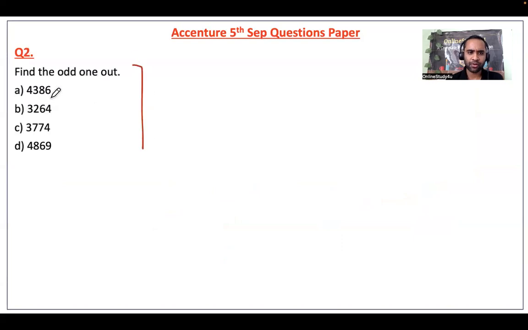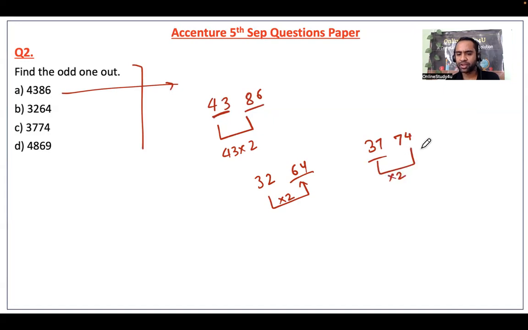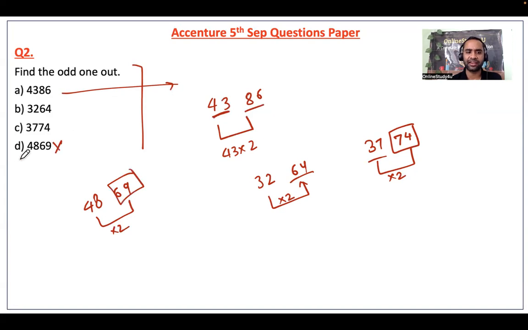Now question number 2. Find the odd one out. 4386, 3264, 3774, 4869. Friends, if you analyze option A, 4386, I have taken the first two digits, 43. If you multiply by 2, you get the last 2 digits, 86. 3264: 32 multiplied by 2 gives the last 2 digits, 64. Then 3774: 37 into 2 will be 74, the last 2 digits. Then 4869: if you multiply 48 by 2, you should get 96, but here it is 69. That means option D is the odd one out, and that will be your correct answer.